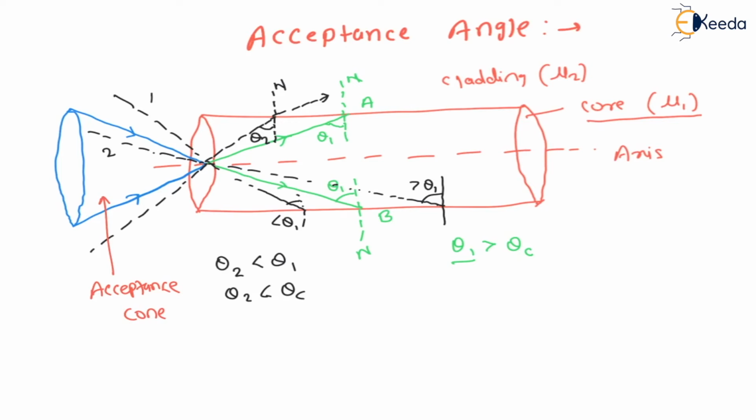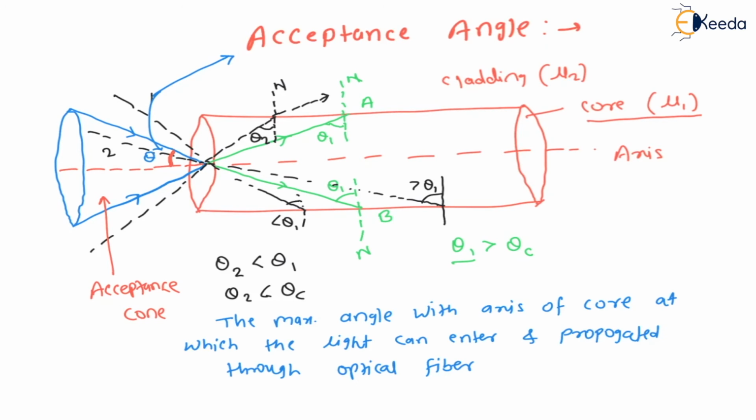Now we'll see what is meant by acceptance angle. Here I'll extend this particular axis like this. So this is the axis of the core. Now see, what is meant by acceptance angle? It is the maximum angle made by the outer portion of the cone with this particular core axis. So this angle between these two is called the acceptance angle, and let it be denoted as theta.